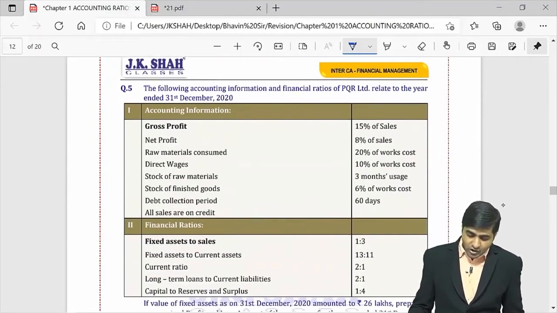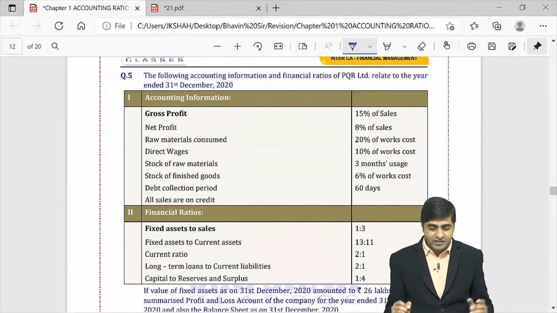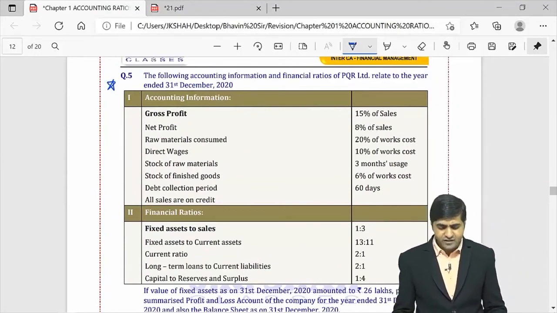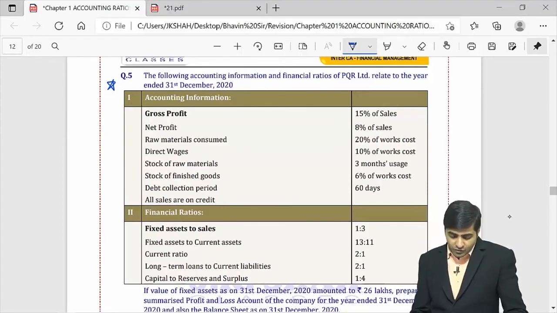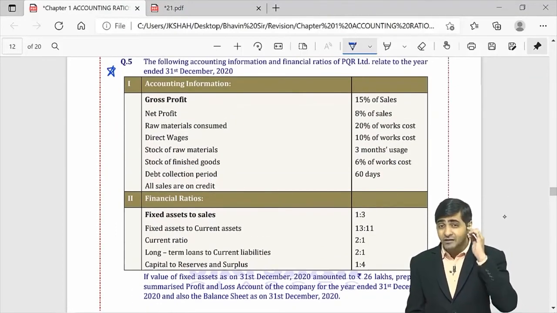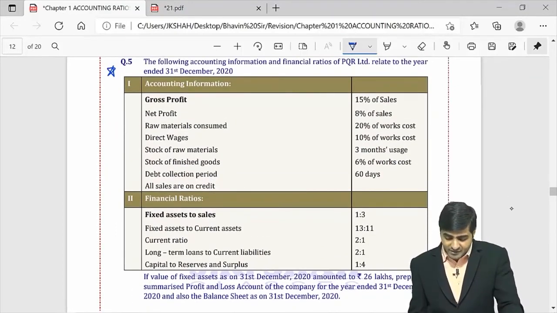Now my dear students, your question number 5 is also one of the questions which I would like you to revise one day before your examination. So guys, in this particular question, we have to now prepare the financial statements. So guys, we have the ratios available and with the help of the ratios, we have to prepare financial statements.